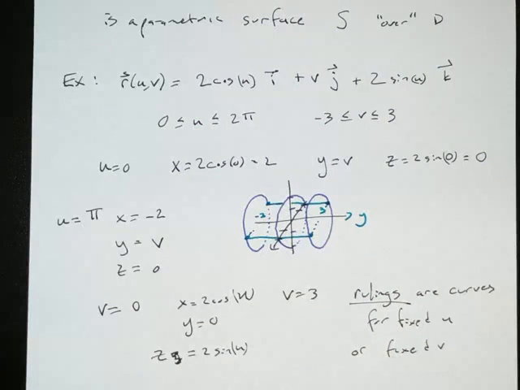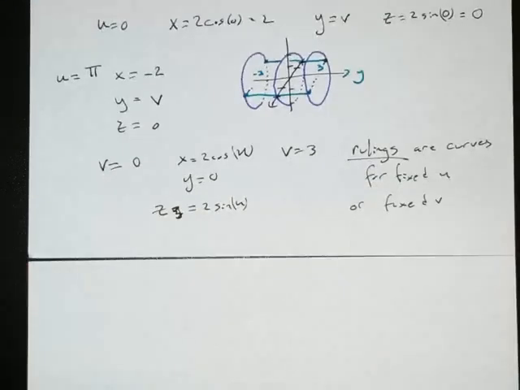So in this case, the rulings where I fix U are straight lines, and the rulings where I fix V are circles. This cylinder is made up of stacks of circles laid out in a straight line, or stacks of lines laid out in a circle. Here are my parameters, the U and the V. Am I stacking circles or am I stacking lines?